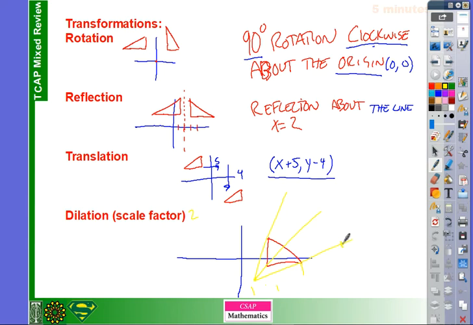So my new figure is still yellow. But now look like this. So now I end up with a figure that has a scale factor of 2, and it's been enlarged on the grid. And so this is called a dilation. A dilation is the only transformation that makes your object bigger or smaller. So you end up with a similar shape that is not congruent.